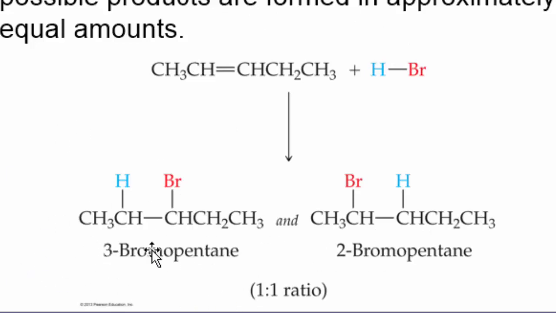One is called 3-bromopentane and the other is called 2-bromopentane. So this is the case when you can get a mixture of products: when the two carbons of the double bond have the same number of hydrogen atoms attached to them.